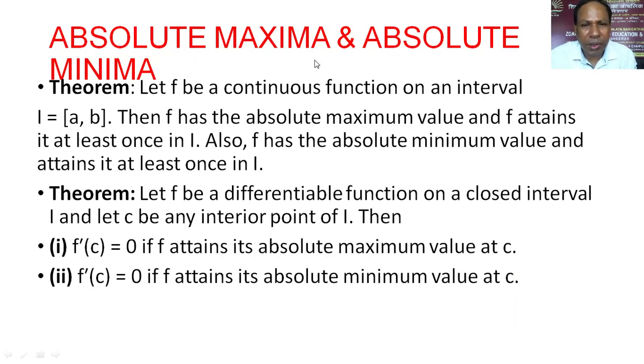Now we have absolute maxima and absolute minima. Let f be a continuous function on an interval [a, b]. Then f has the absolute maximum value and f attains it at least once. Similarly, the function also attains the absolute minimum value exactly once in a given interval.